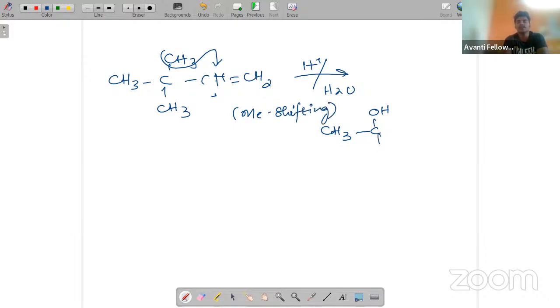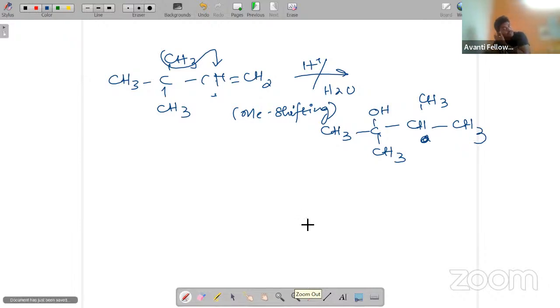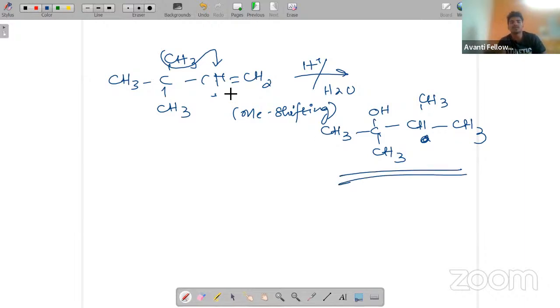CH3 OH, CH3, CH, CH, CH3 bond CH3. Okay, so this is what is going to happen, guys. I hope everyone understands this one. This is how the rearrangement takes place. So here the CH3 methyl has been shifted to this carbon.